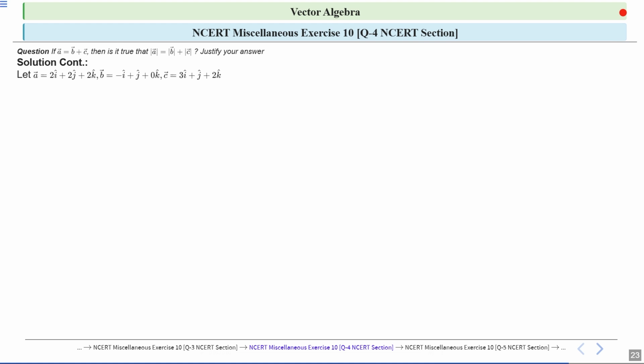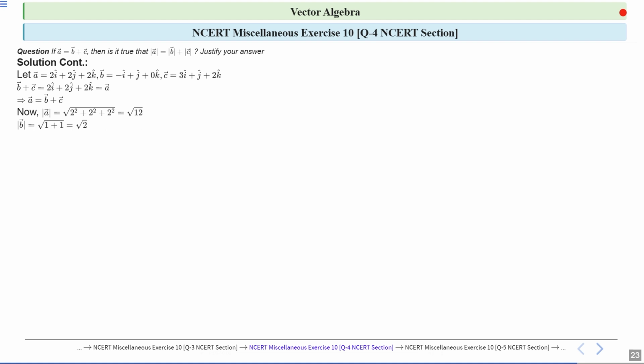So let A vector be equal to 2 i cap plus 2 j cap plus 2 k cap, B vector equal to minus i cap plus j cap plus 0 k cap, and C vector equal to 3 i cap plus j cap plus 2 k cap. So B vector plus C vector will be equal to 2 i cap plus 2 j cap plus 2 k cap, which is equal to A vector. Therefore, A vector equals B vector plus C vector. Now magnitude of A vector will be equal to root over 2 square plus 2 square plus 2 square, which is equal to root 12.